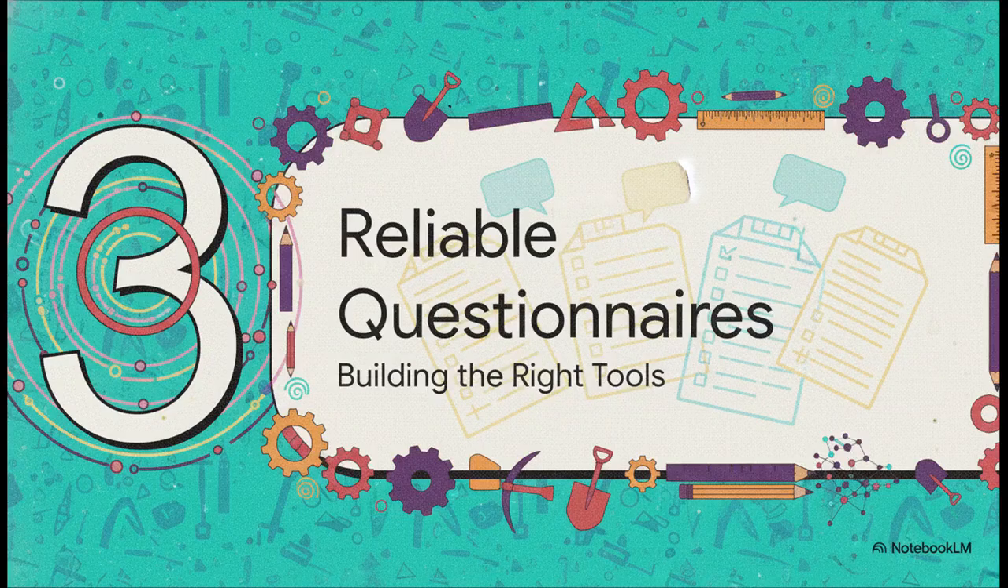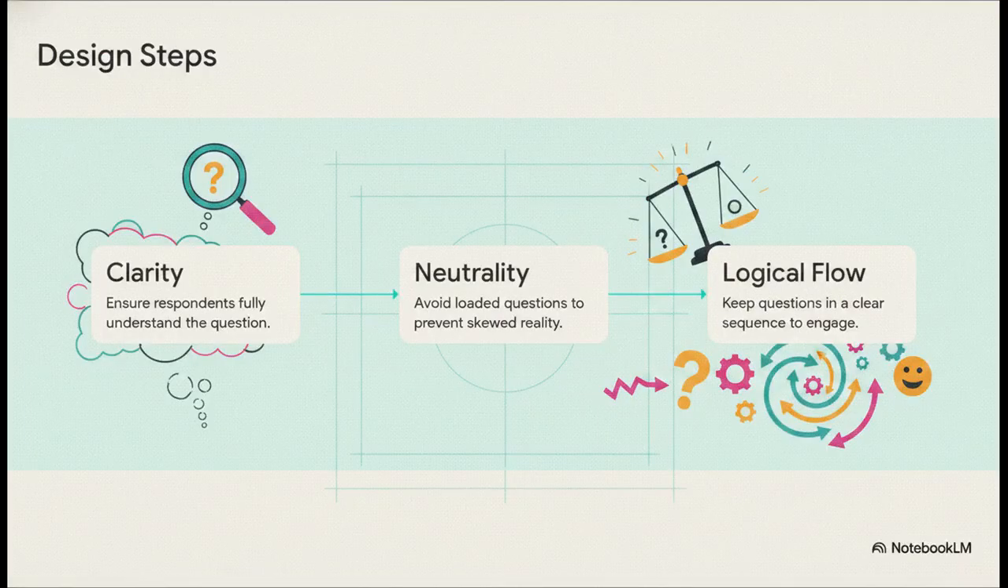Which brings us to Section 3, Designing Reliable Questionnaires. If a researcher takes that primary data route and chooses to survey people, they need tools built with absolute precision. A questionnaire might look super simple on paper, but it's actually a highly calibrated instrument. First, clarity is paramount. If you ask a respondent how often they do something, well, the word often is incredibly subjective. One person's often is every day, another's is maybe once a month. Ambiguity just destroys data validity.